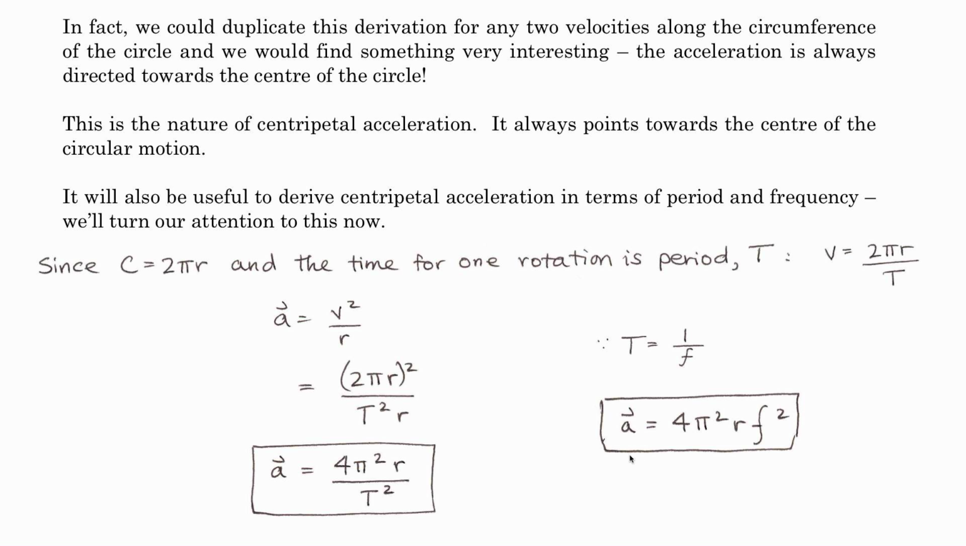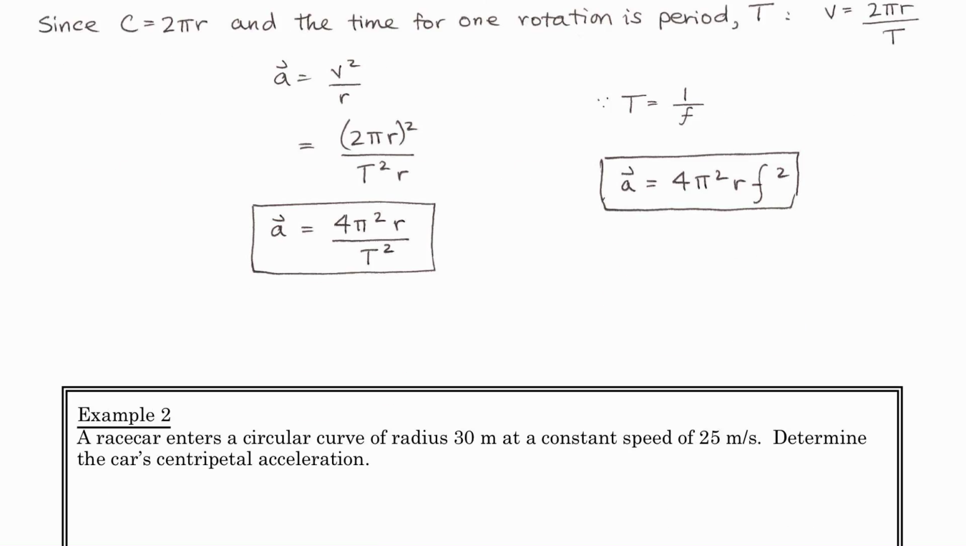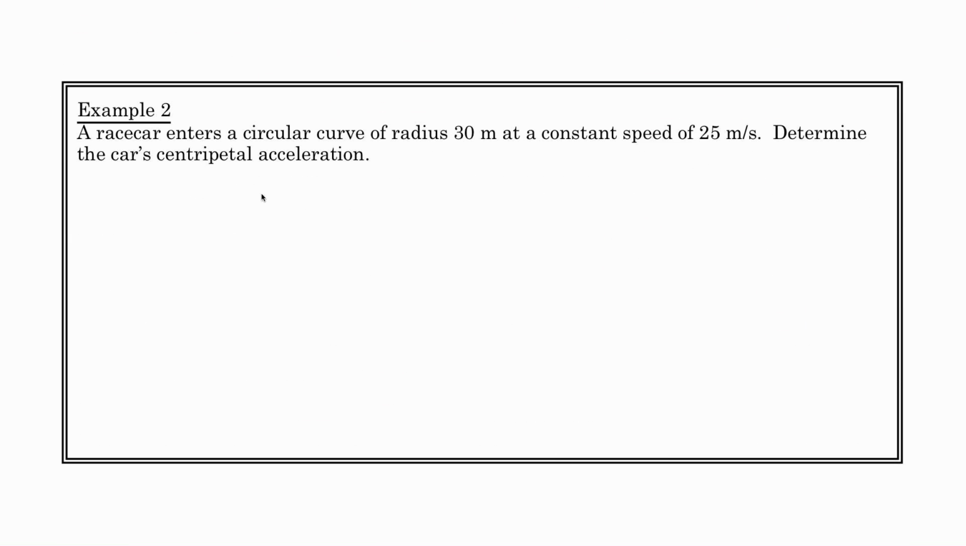And so basically the most important part of this lesson was knowing that centripetal acceleration, any acceleration for an object that's moving in a circle, is directed towards the center of that circle. So here's a quick example. A race car enters a circular curve of radius 30 meters at a constant speed of 25 meters per second. Determine the car's centripetal acceleration.